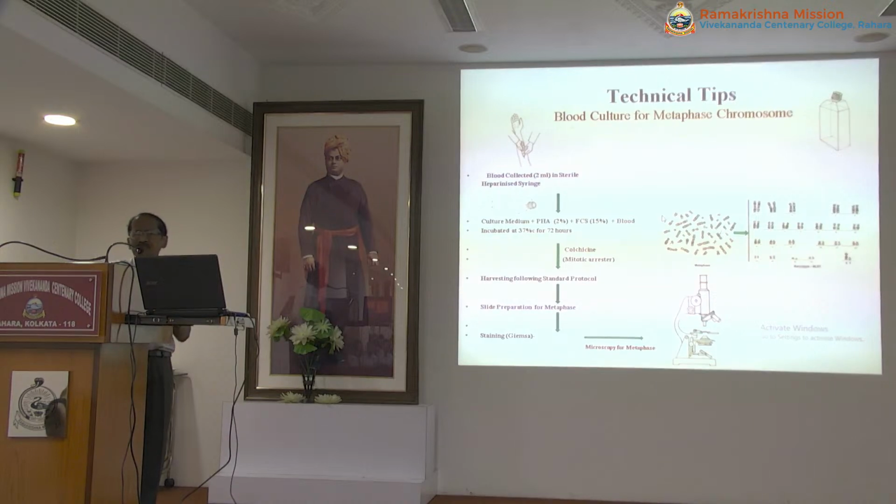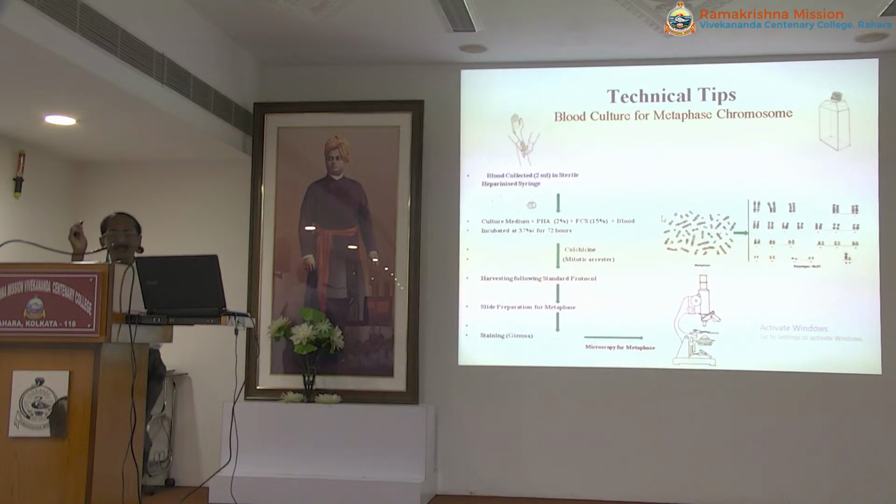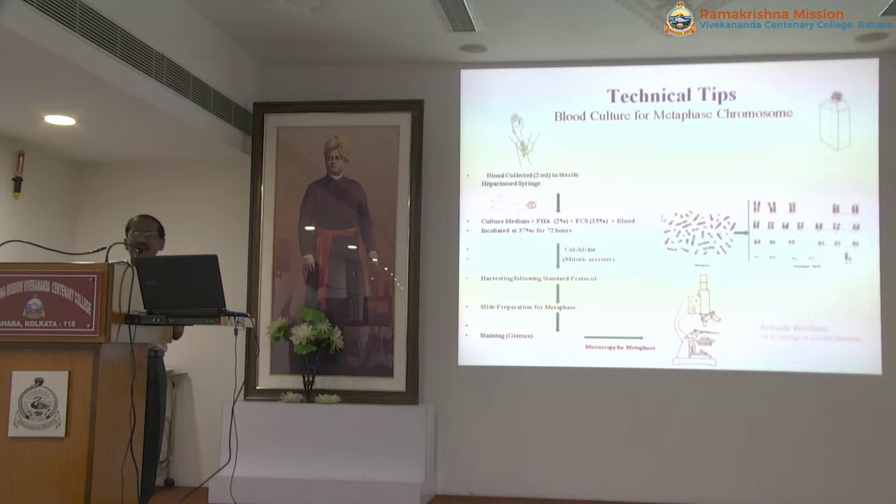I would like to focus on some technical part. In cytogenetics, chromosomes are studied from lymphocytes, specifically T lymphocytes. We collect 2 ml of heparinized blood in a heparin tube, and we put this heparinized blood in culture medium, phyto-M, and incubate at 37 degrees centigrade. We collect it in heparinized blood, otherwise it will clot.